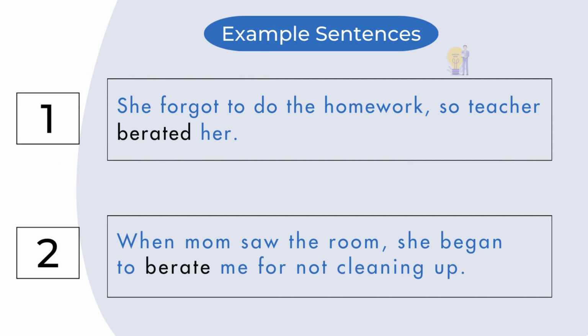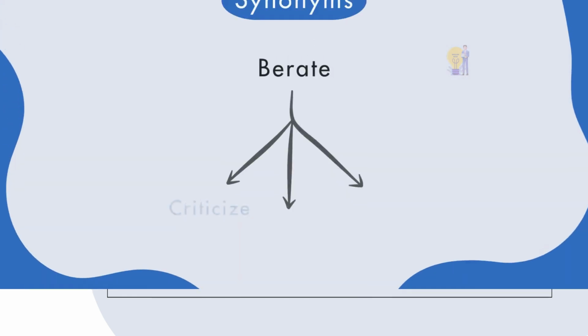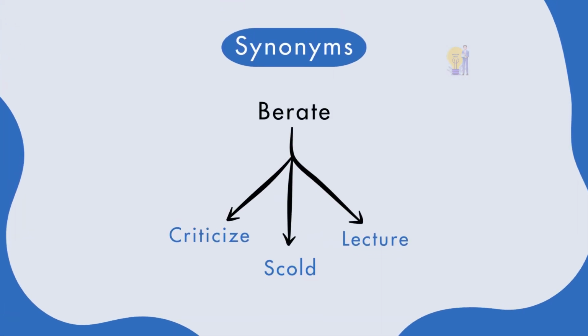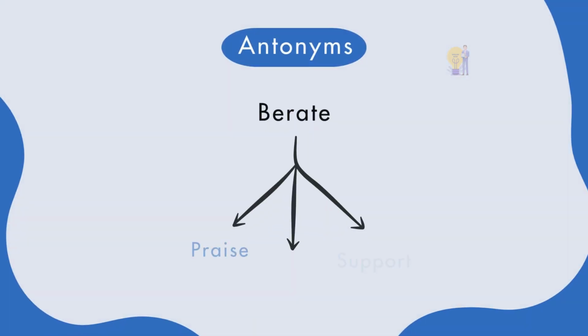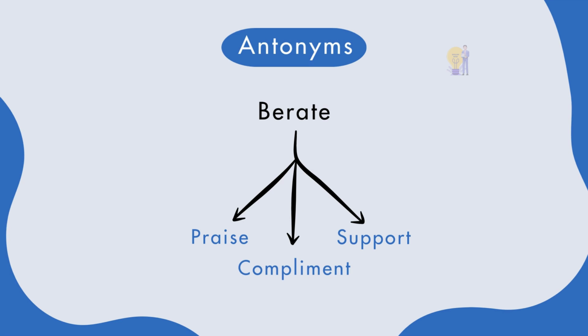Now let's understand the example sentences. Number 1. She forgot to do the homework, so teacher berated her. Number 2. When mom saw the room, she began to berate me for not cleaning up. Synonyms of berate are criticize, scold, lecture. Antonyms are praise, compliment, support.